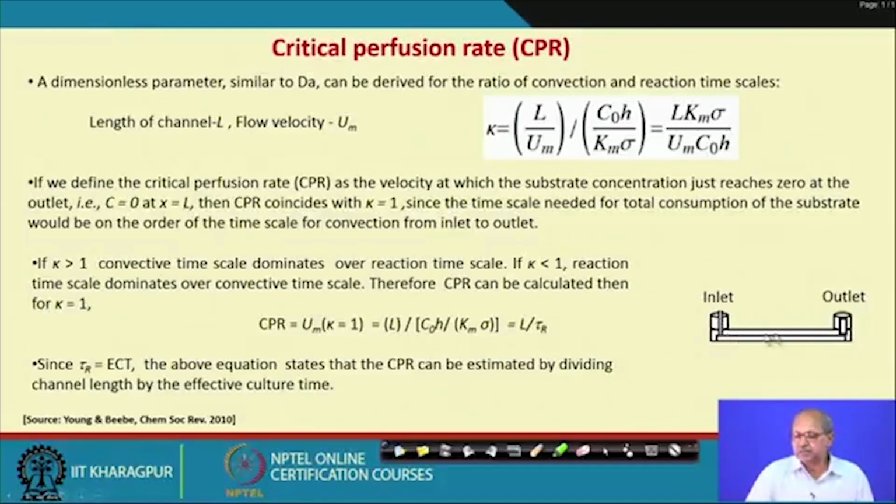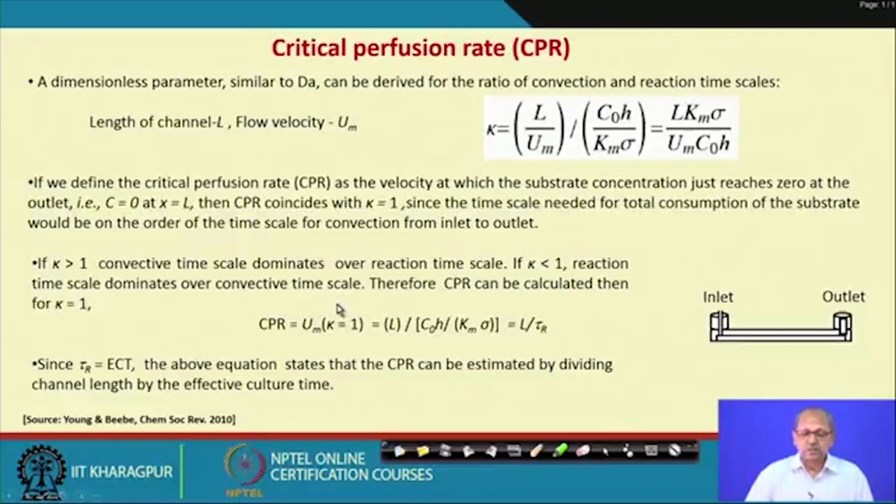When the media reaches the outlet, all the nutrients have been taken up by the cells, meaning exhausted. So, at least you should replenish the media at that time interval or at that rate. That is why the critical perfusion rate coincides with kappa equal to 1. When kappa is greater than 1, the convective time scale dominates over the reaction time scale. If kappa is less than 1, the reaction time scale dominates over the convective time scale.